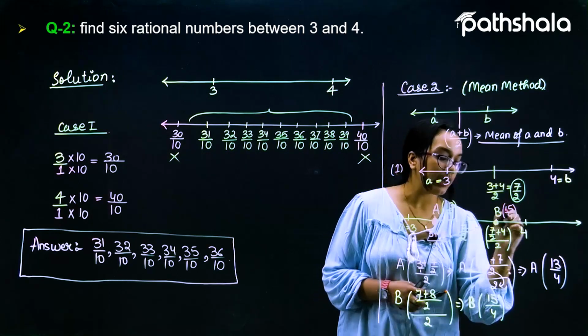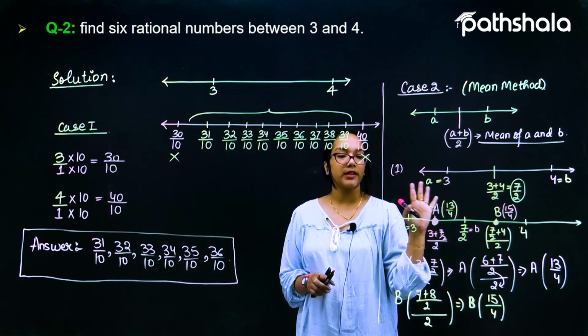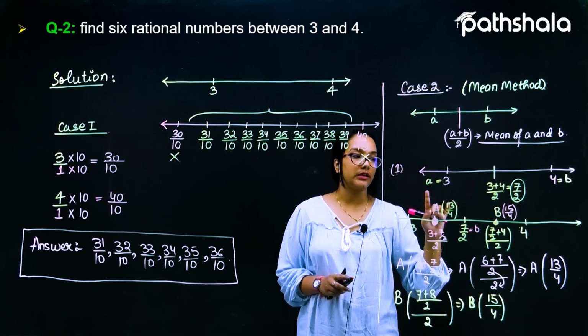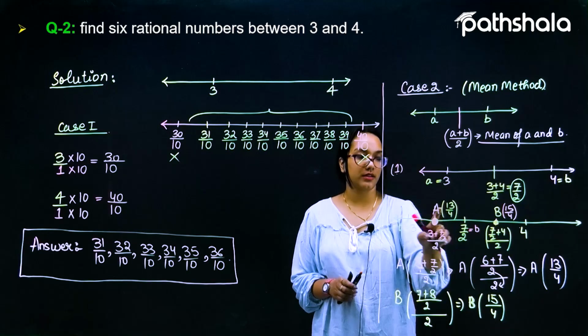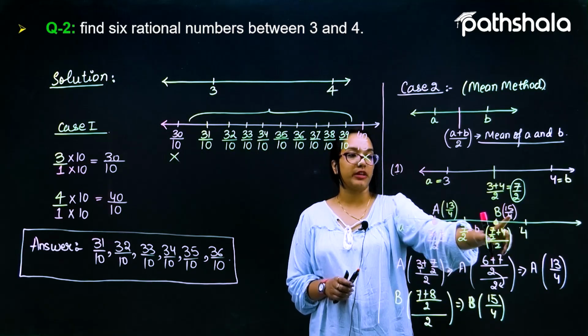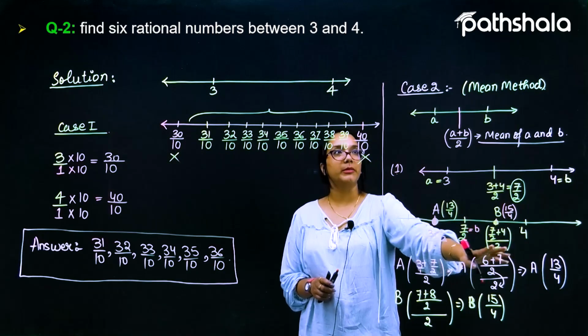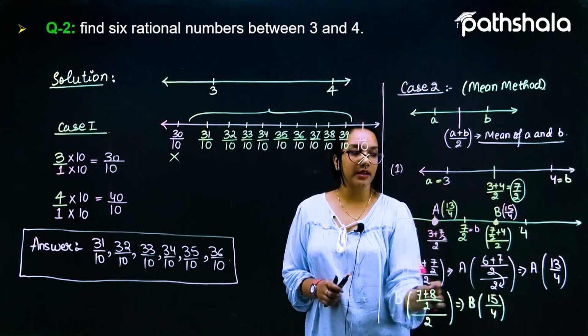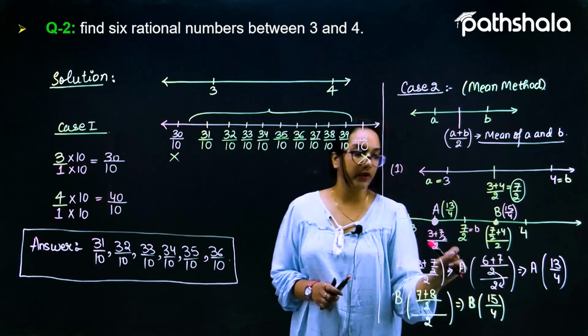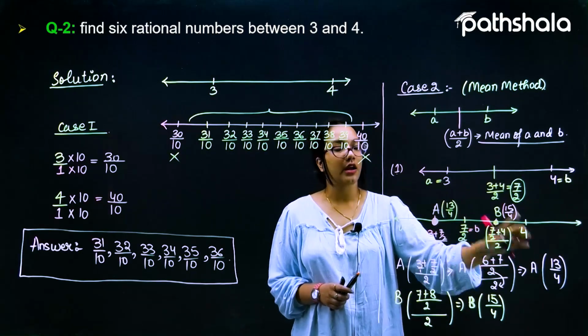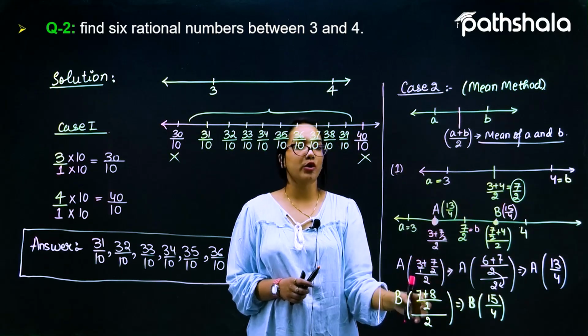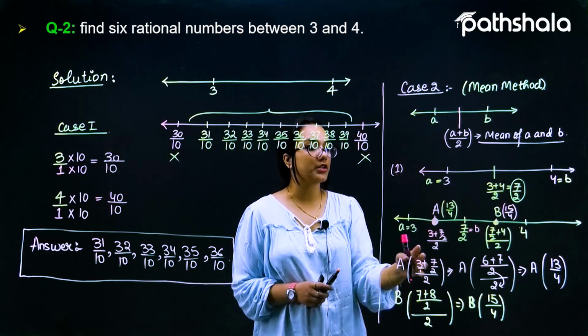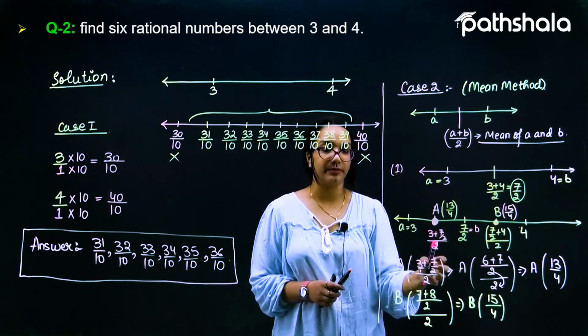So it means that now we have calculated the 3 numbers that are lying in between 3 and 4, that is nothing but 13 by 4, 7 by 2 and 15 by 4. So with the help of the mean method, there are 3 numbers that are existing right now in between the 2 numbers. We can further follow the same process in order to find out the numbers that are lying in between.